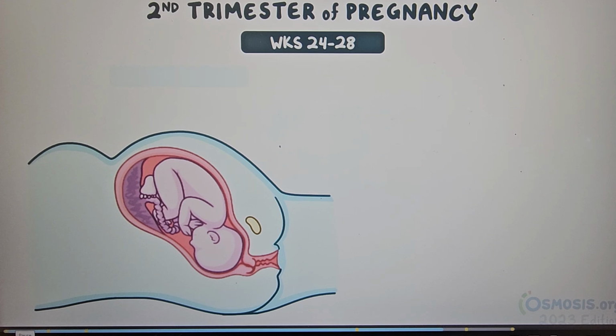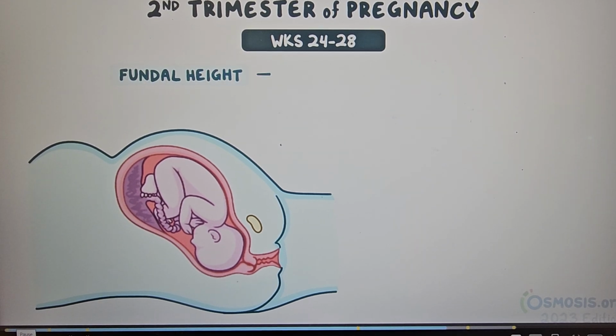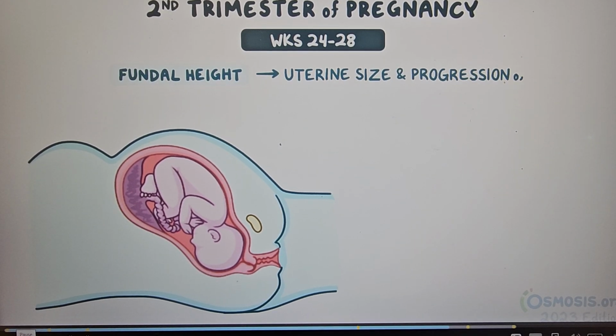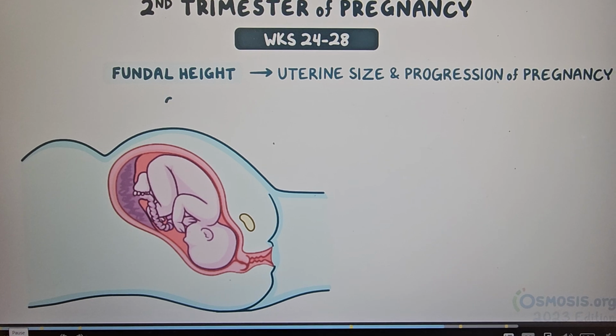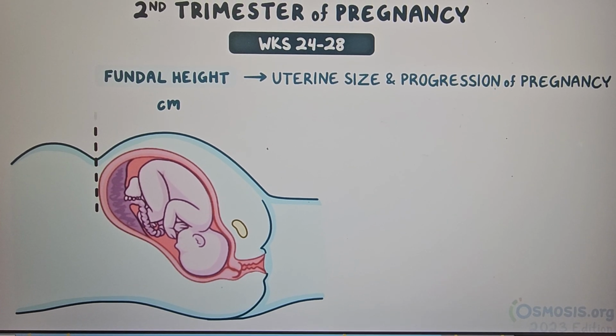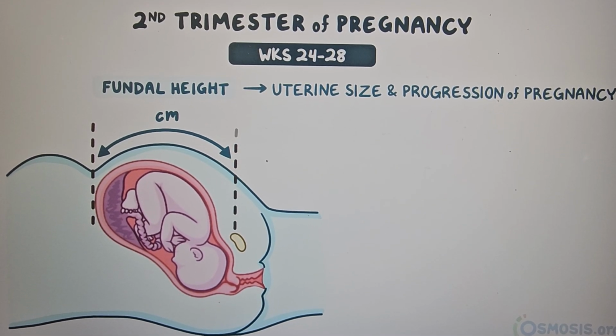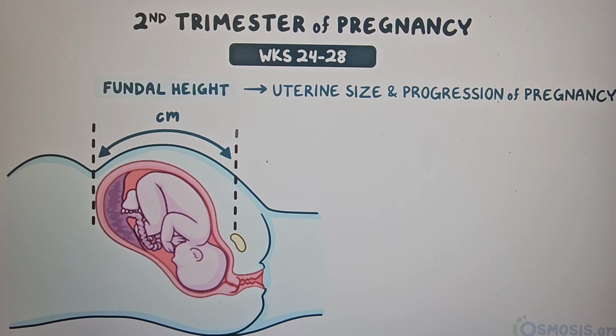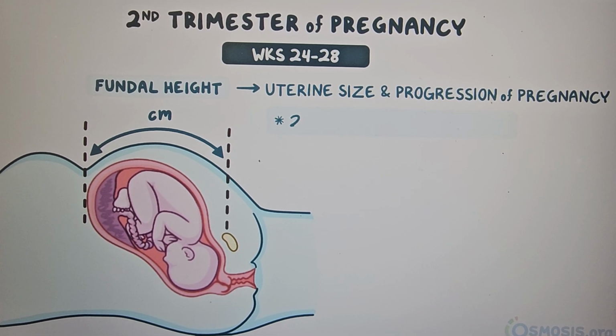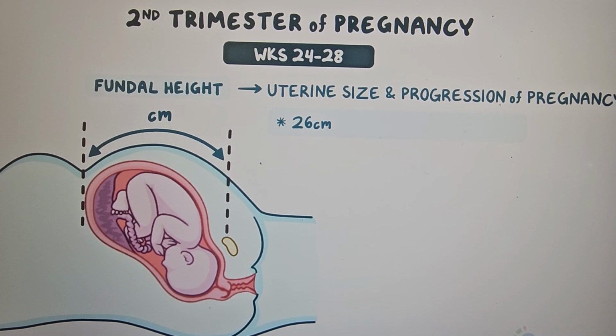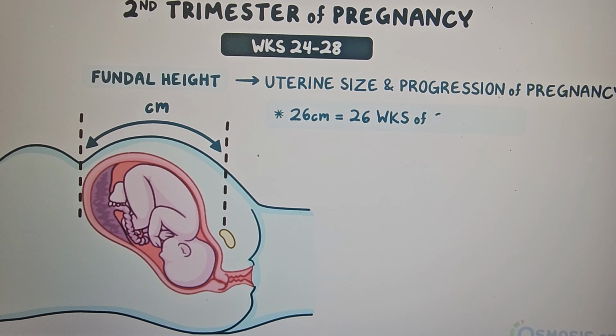Also at this time, fundal height can be measured as an indicator of uterine size and to assess progression of pregnancy. It's measured in centimeters from the top of the uterine fundus to the symphysis pubis, and it correlates with the weeks of gestation. So a fundal height of 26 centimeters indicates the pregnancy has progressed to about 26 weeks of gestation.